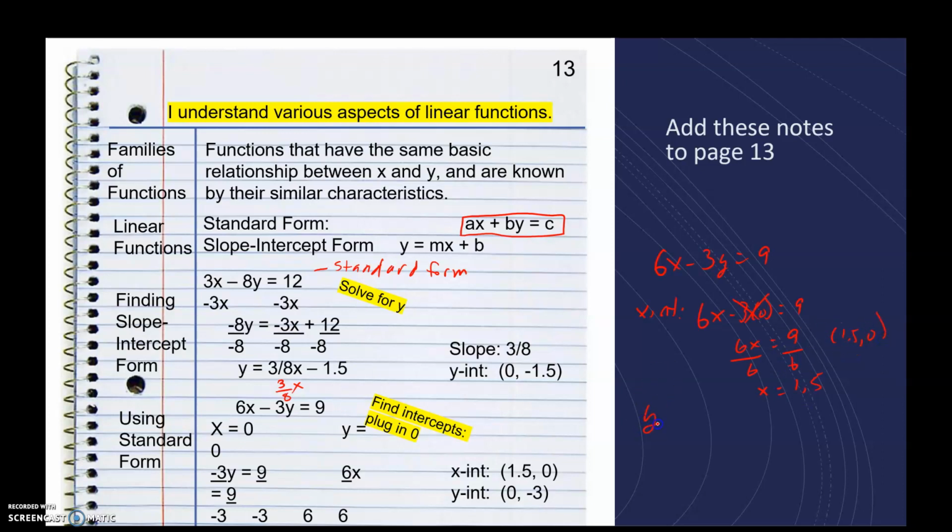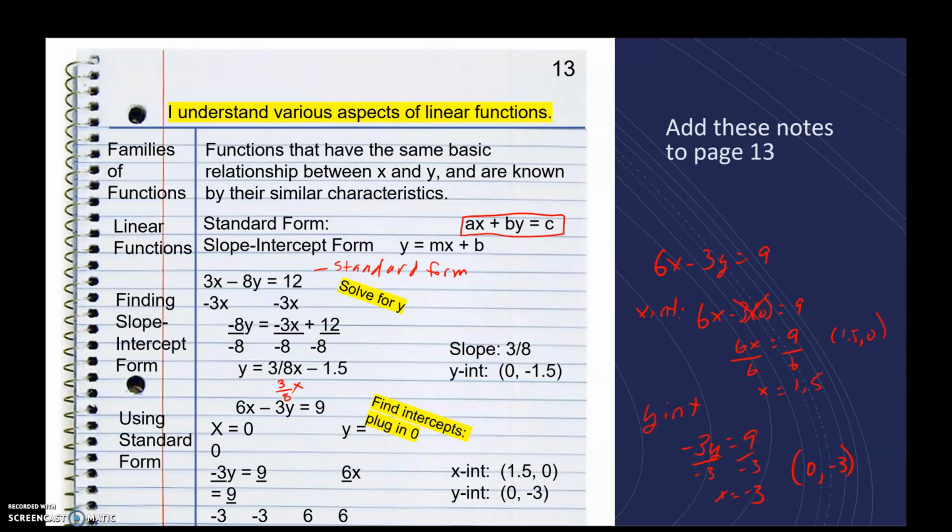If I want the y-intercept, I'm just going to make the x disappear, so I just write down anything that doesn't have an x to it. So that's just negative 3y equals 9, divided by negative 3, y equals negative 3. So the y-intercept is 0, negative 3, because your x was 0.